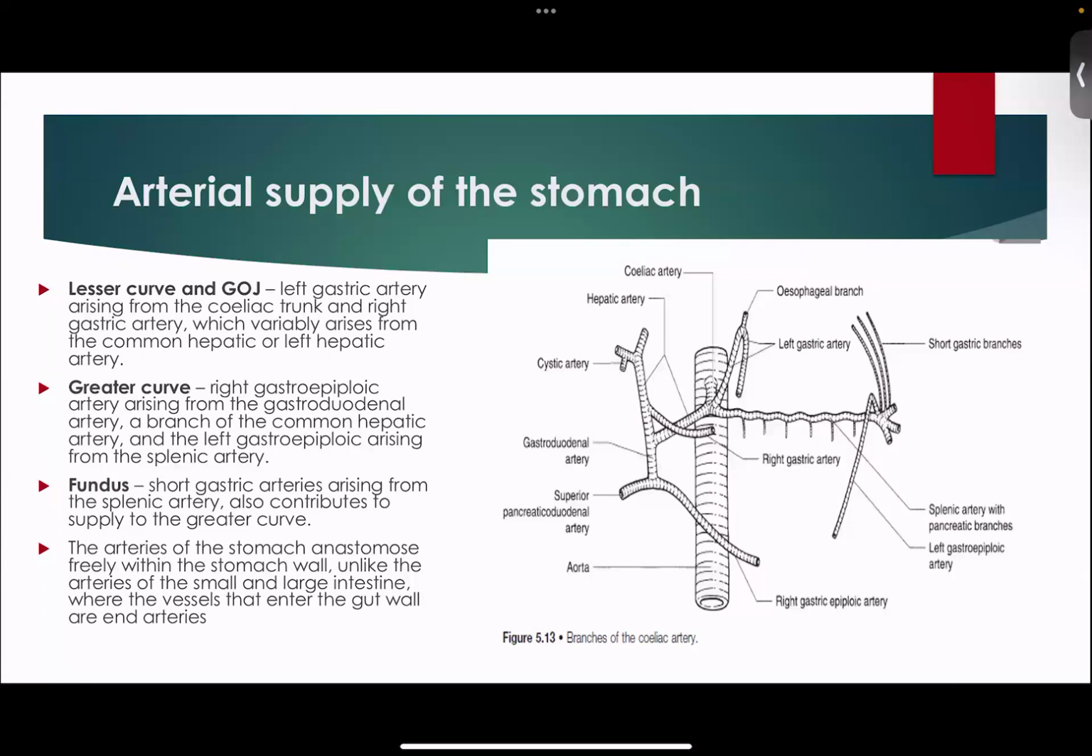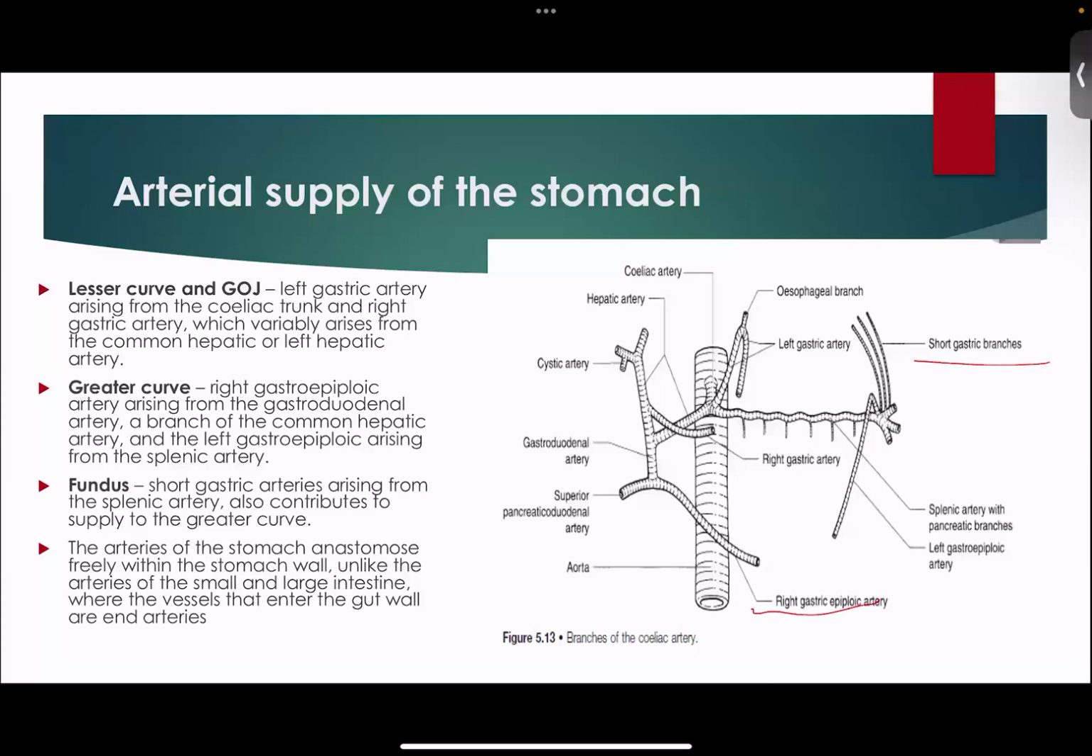The greater curve of the stomach is also supplied by two vessels. We have the right gastroepiploic artery from the gastroduodenal artery, which is a branch of the common hepatic artery, and we have the left gastroepiploic artery, which is a branch of the splenic artery. The fundus of the stomach is supplied by short gastric branches, which are branches of the splenic artery, and also supply the upper part of the greater curve.